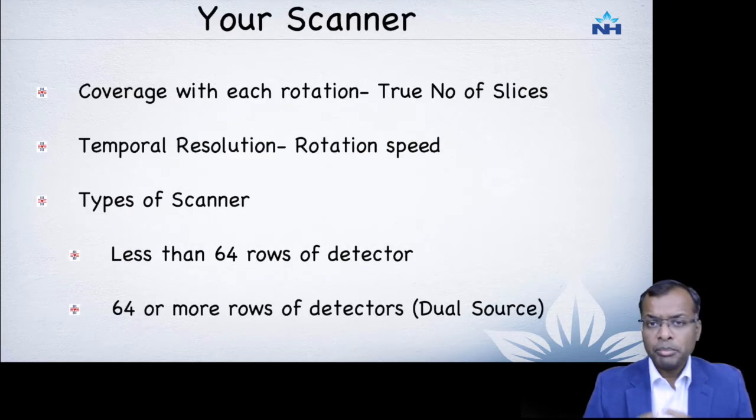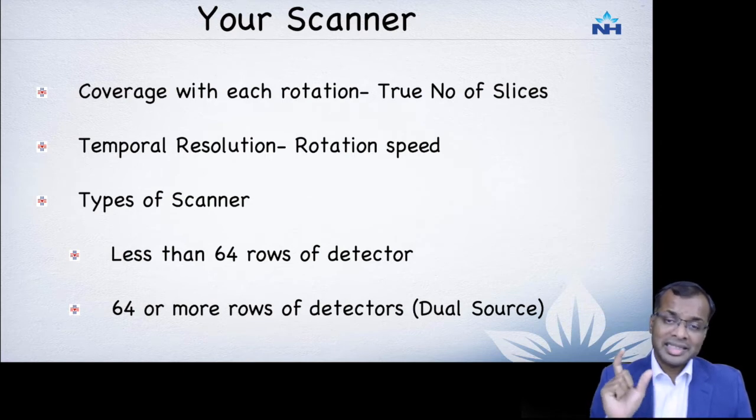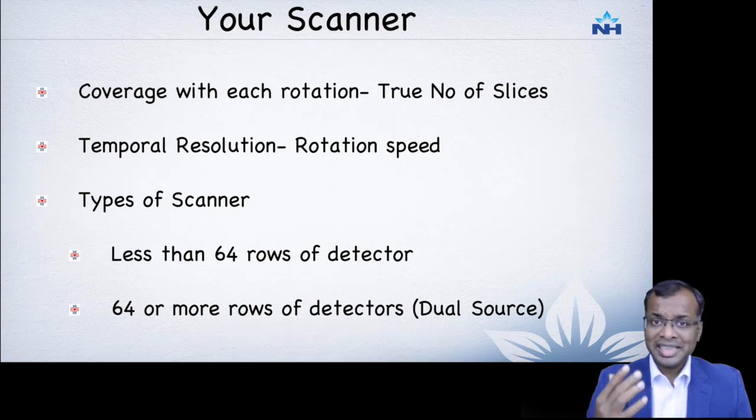One of the most important parameters which makes a huge difference in the quality of the scan is the scanner itself. Within the scanner there are two parameters that you need to know. One is the distance it covers with every rotation. The terminology that we all use is the number of slices. So the standard terminology we use is 64 slices. Rather than 64 slices, I would prefer to use 64 rows of detectors. You need to know how many rows of detectors are available in your scanner.